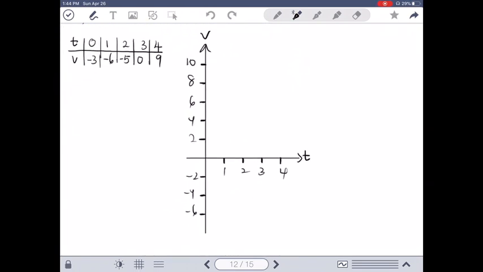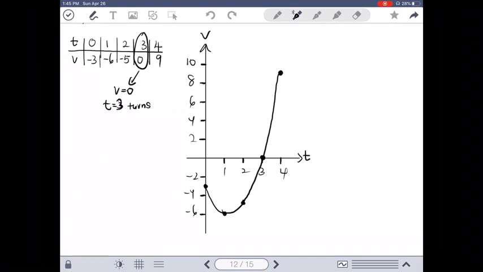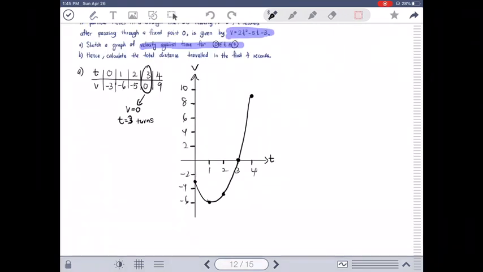When t equals 0, v equals negative 3. When t equals 1, v equals negative 6. When t equals 2, v equals negative 5. And when t equals 3, v equals 0, there's a turning point here. This is the moment when the particle turns. Then when t equals 4, v equals 9. So the graph should look like that. So we've done question A.